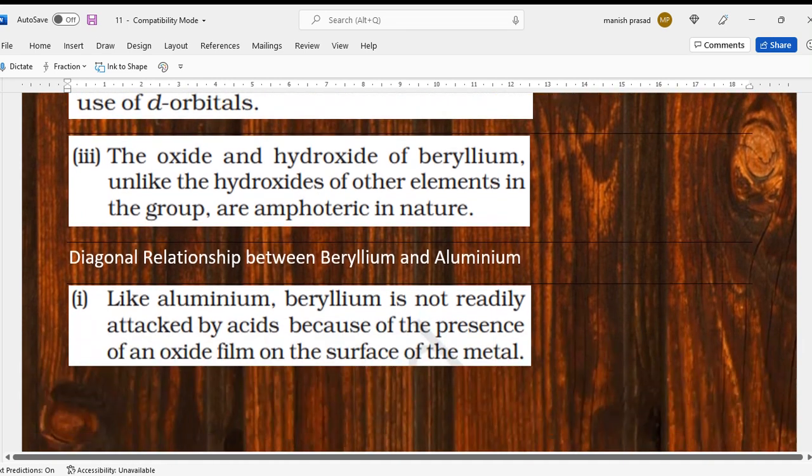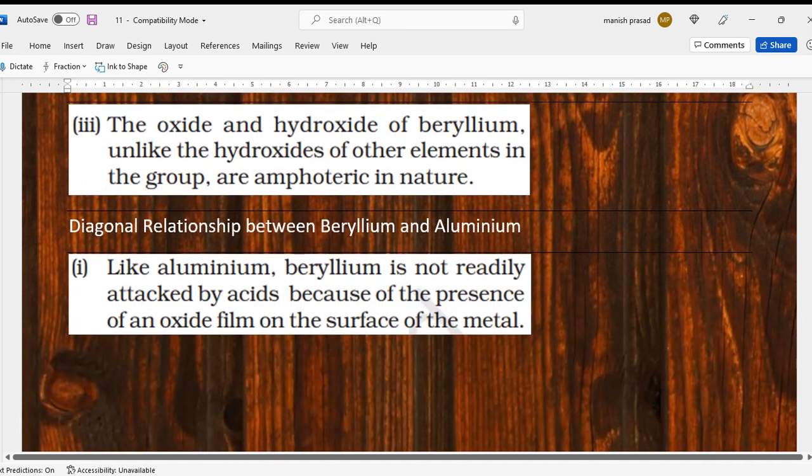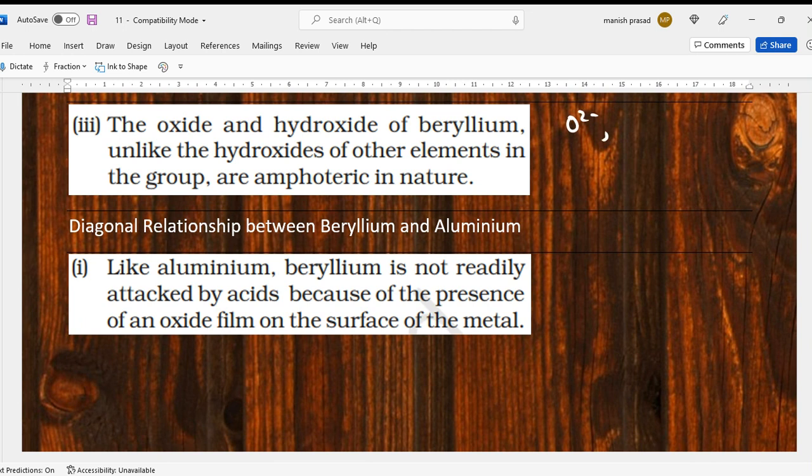The oxide and hydroxide of beryllium, unlike the hydroxides of other elements in the group, are amphoteric in nature. All oxides and hydroxides of group 2 are basic, and if they are soluble in water, they will also be known as alkaline in nature. It is only the oxide and hydroxide of beryllium that are amphoteric in nature.